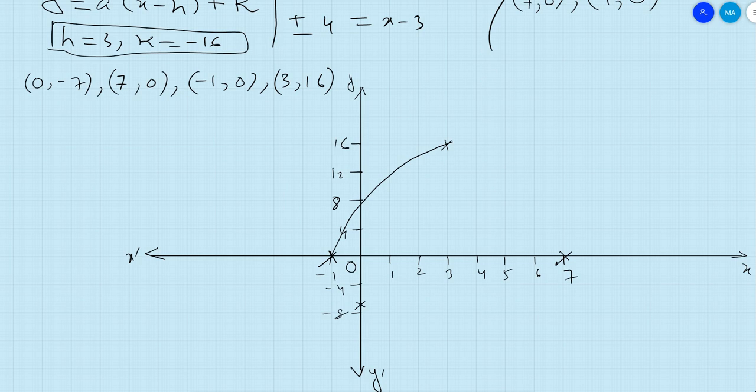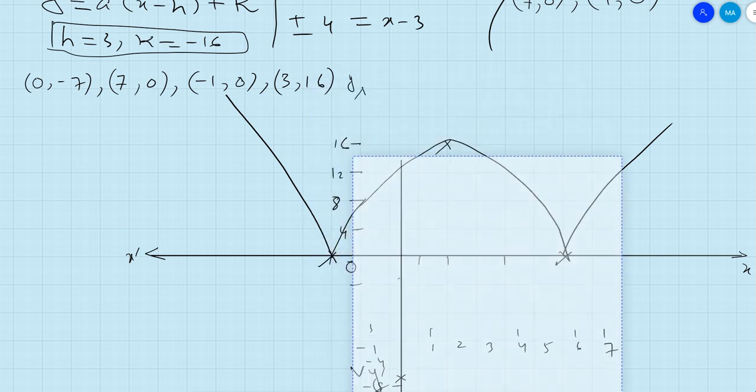Sorry, one thing which I forgot. No mistake. This is 3. This is 16. Just join these points. So this is our graph of part B. Okay. Now come to part C.